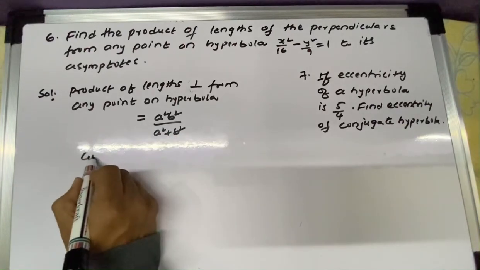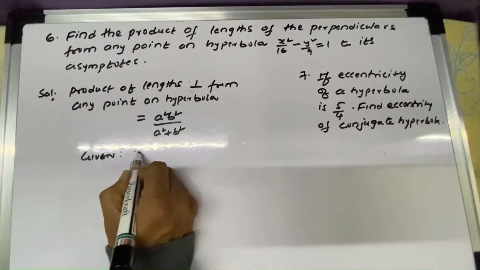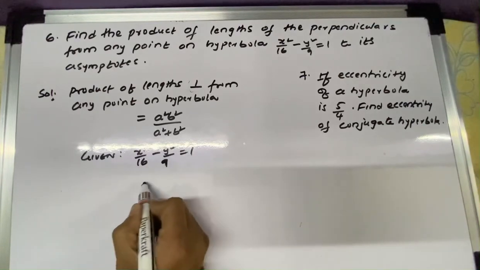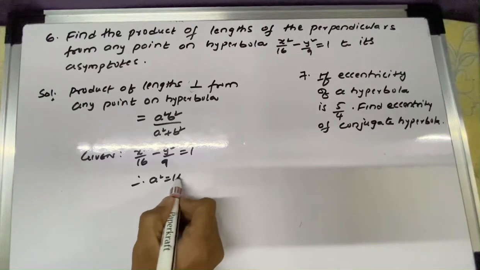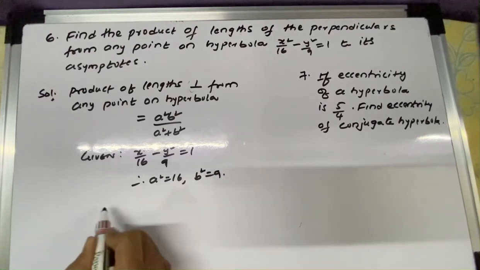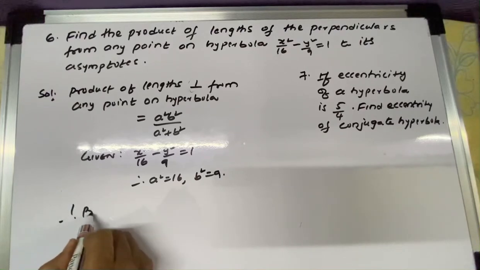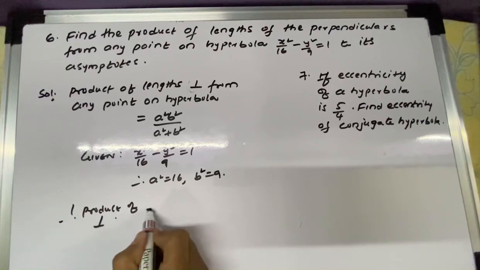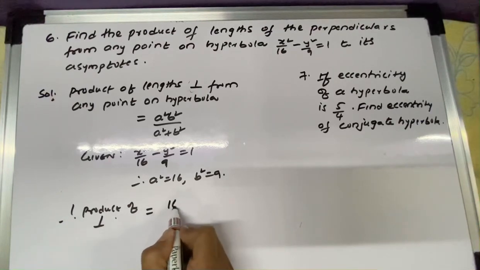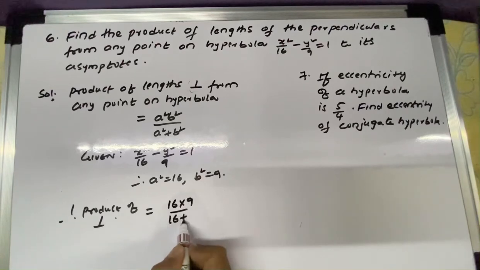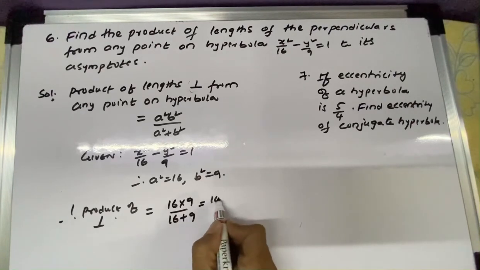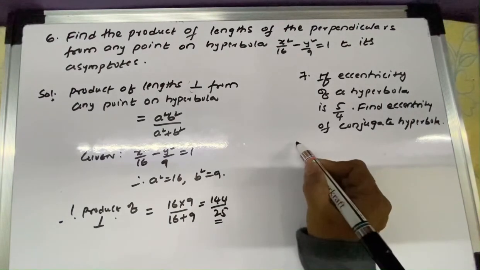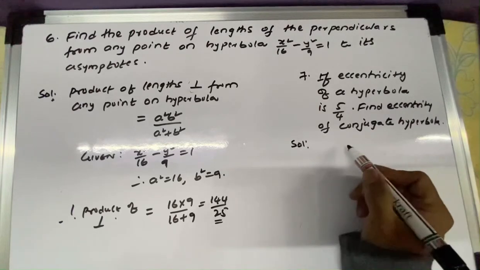Now from the given hyperbola, x square by a square minus y square by b square equals 1. So a square equals 16, b square equals 9. Therefore, the product of perpendiculars equals a square b square by a square plus b square, which is 144 by 25 units.